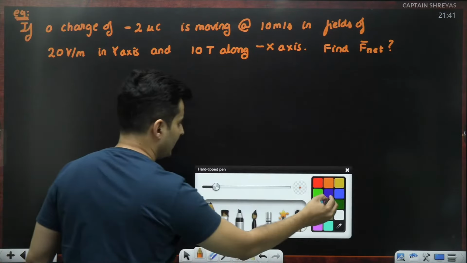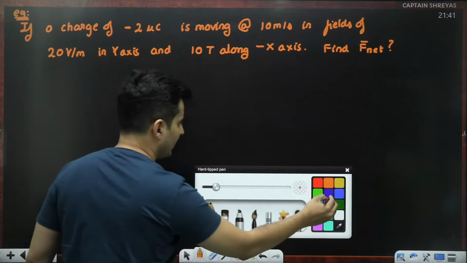First, let's try to find the electric force. Electric force is charge times the electric field. Charge is 2 microcoulomb with negative sign, so 2 micro is 2 into 10 to the power minus 6, and the electric field is 20. So it will be minus 40 into 10 to the power minus 6 Newton. That is your electric force: minus 40 into 10 to the power minus 6 newtons.